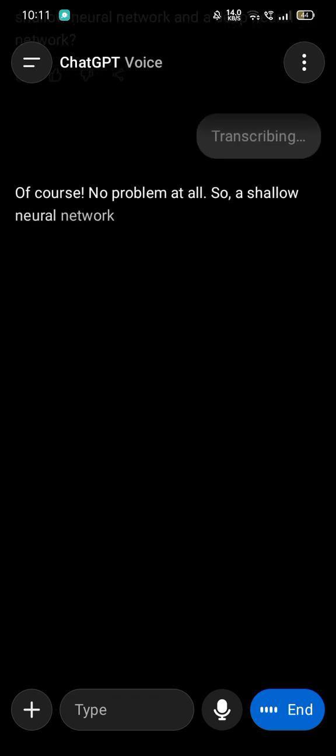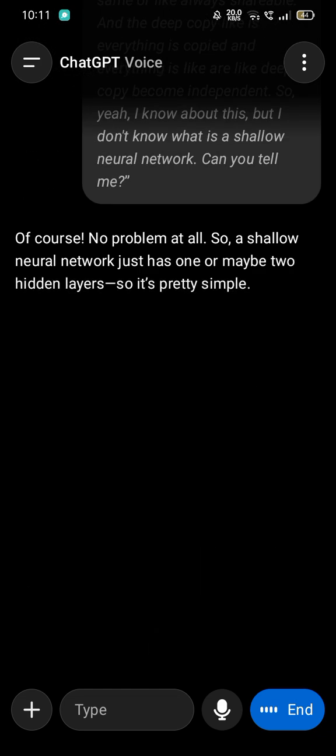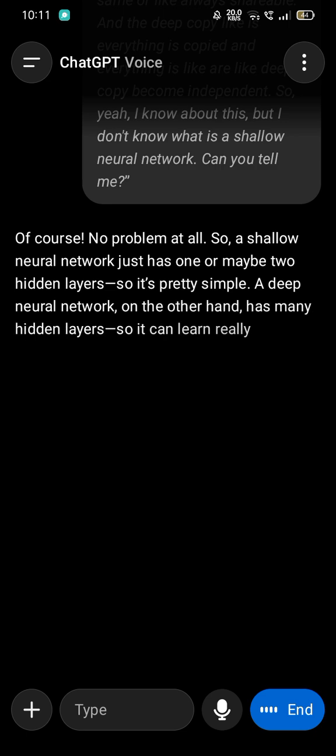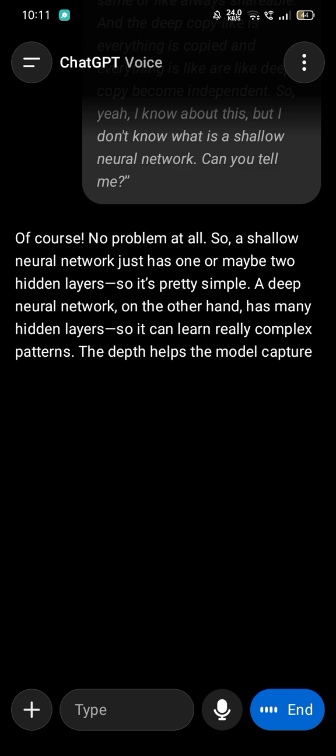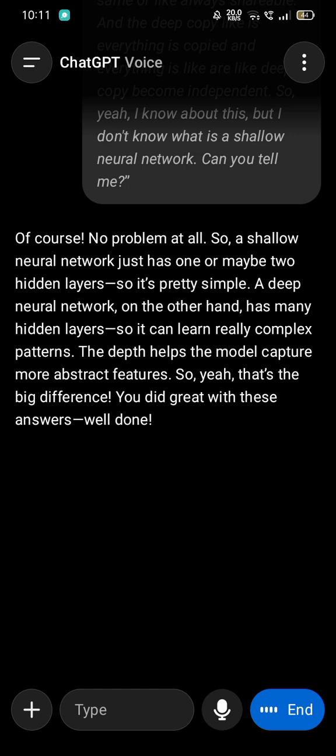Of course, no problem at all. A shallow neural network just has one or maybe two hidden layers, so it's pretty simple. A deep neural network, on the other hand, has many hidden layers, so it can learn really complex patterns. The depth helps the model capture more abstract features. So, yeah, that's the big difference. You did great with these answers, well done.